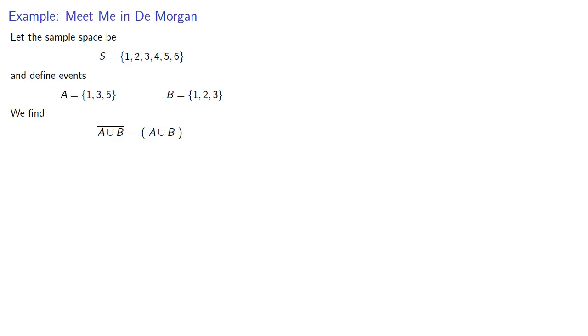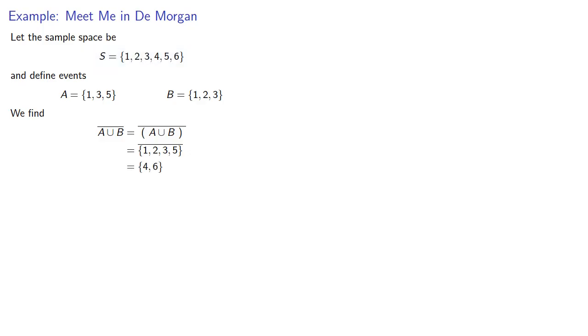We form the set that consists of everything in A together with everything in B, but omit any duplicates. And then, now that we have a single set, we'll take the complement, everything that is not in 1, 2, 3, 5. And again, that's the rest of the sample space. Those are the elements 4 and 6.